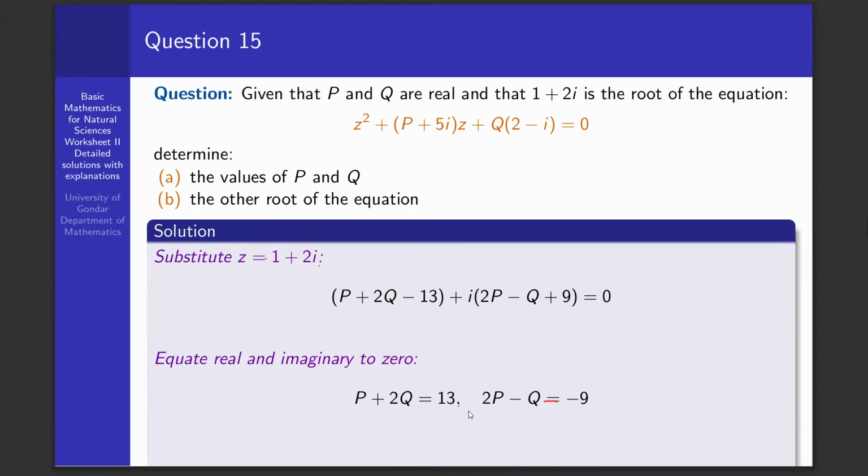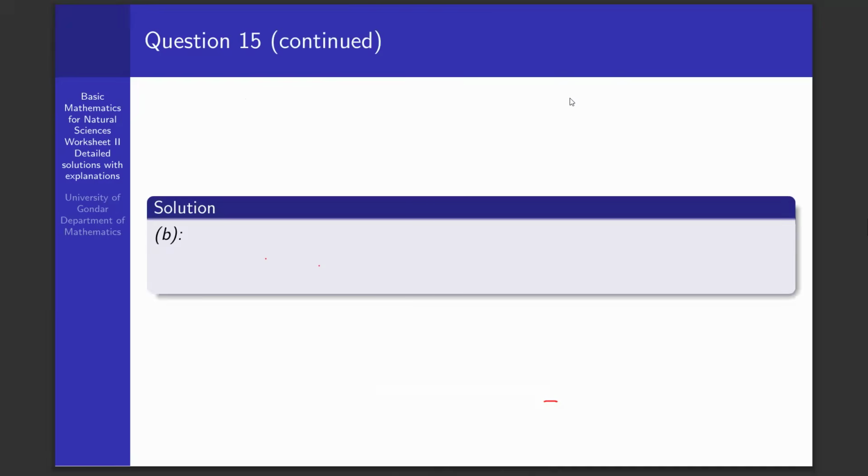So if we solve this system of linear equations, we have p is equal to minus 1 and q is equal to 7. Therefore, if we substitute p is equal to minus 1 and q is equal to 7, this equation will be satisfied whenever z is equal to 1 plus 2i. And the other root of that is for p.